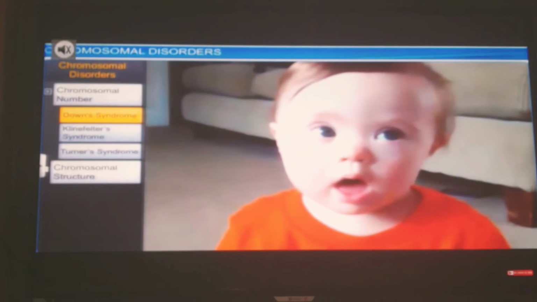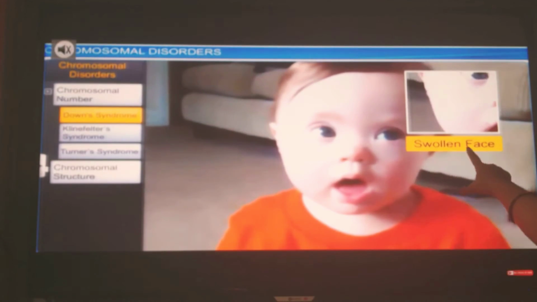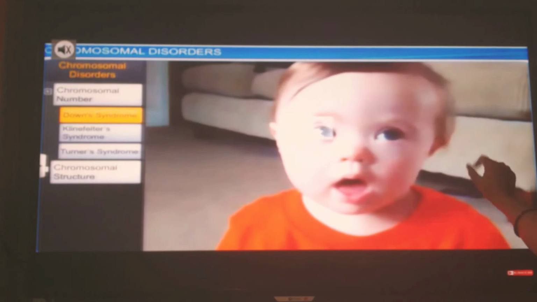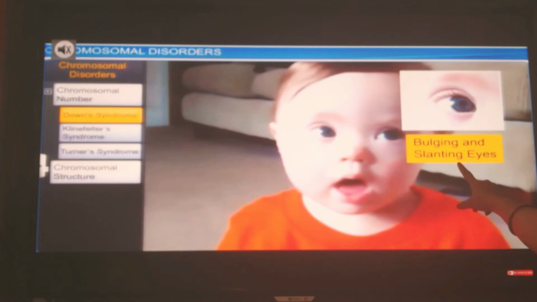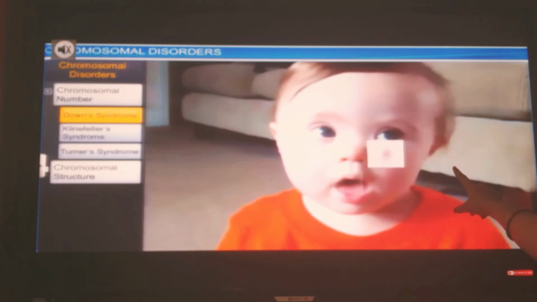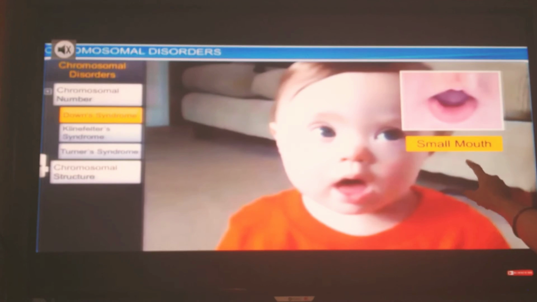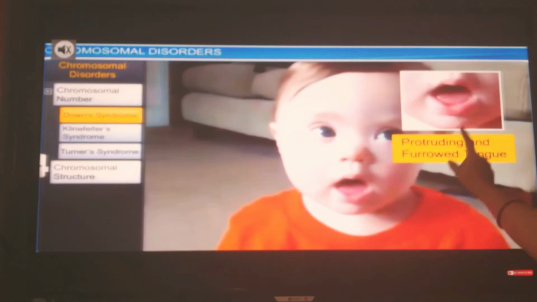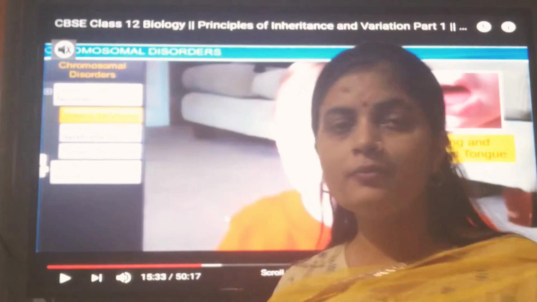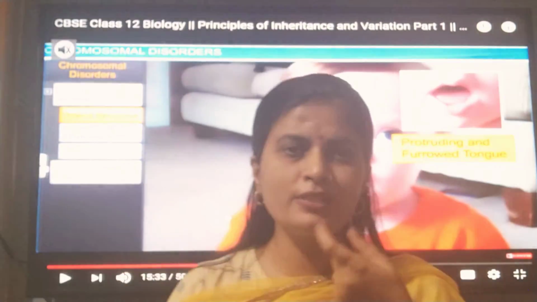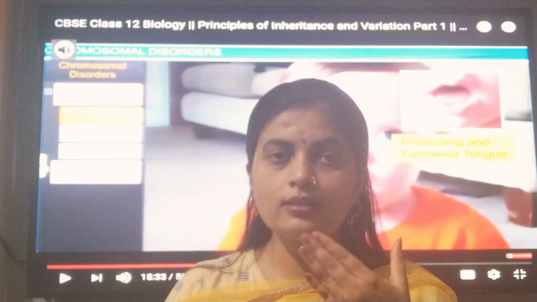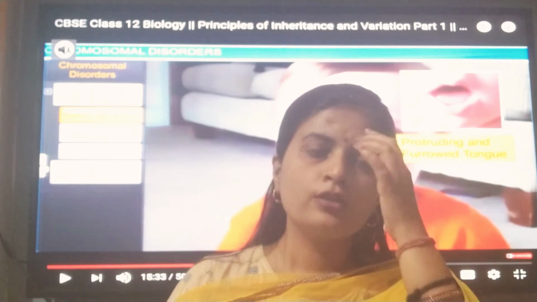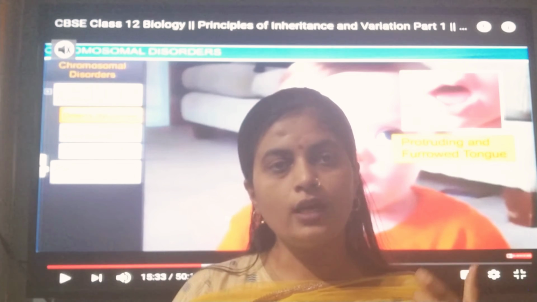The features: swollen face, bulging and slanting eyes. This is also asked in the exam. A small mouth and protruding and furrowed tongue. Here protruding means it is coming out. Furrowed means the tongue has furrows. So this thing is found in the case of Down syndrome.